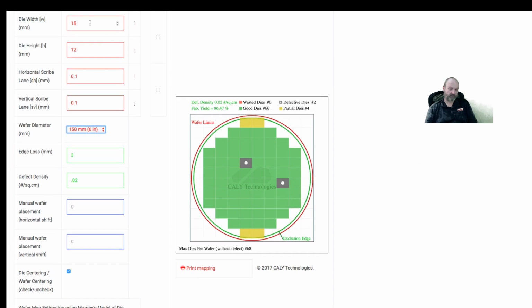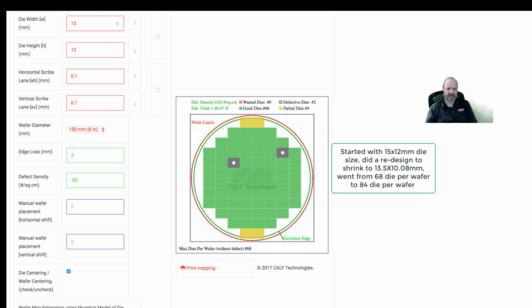And we can do a quick thought experiment. In this scenario, we have 68 maximum chips on the wafer. Let's say we do a 10% shrinkage. So 10% in X and 10% in Y. So we go from 15 to what? 13.5. And we go from 12 to, now we have 93. Let me see if that's right. We went from 15 and 12. Yeah, we had 68, and then we just did a 10% shrink on the die size in X and Y.